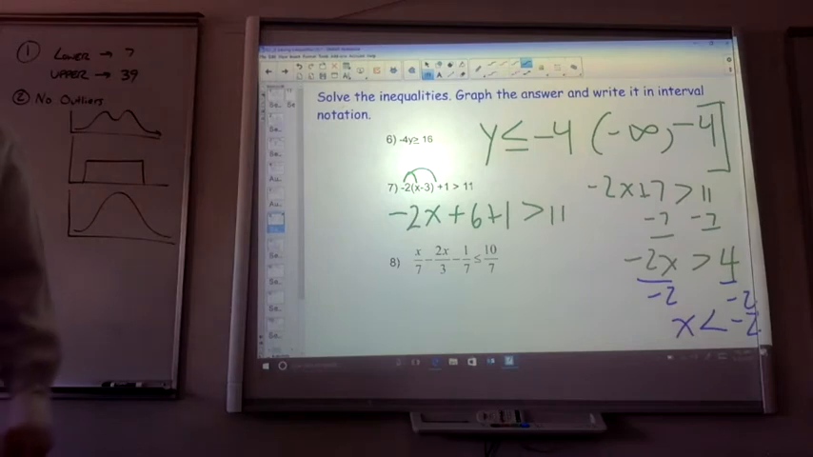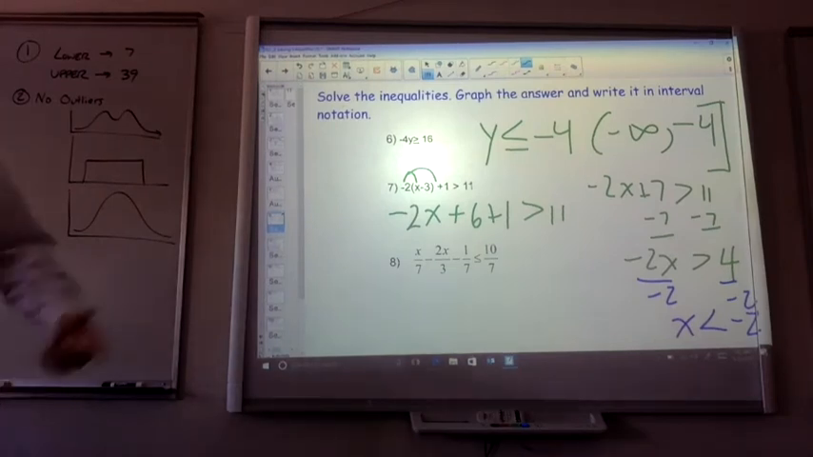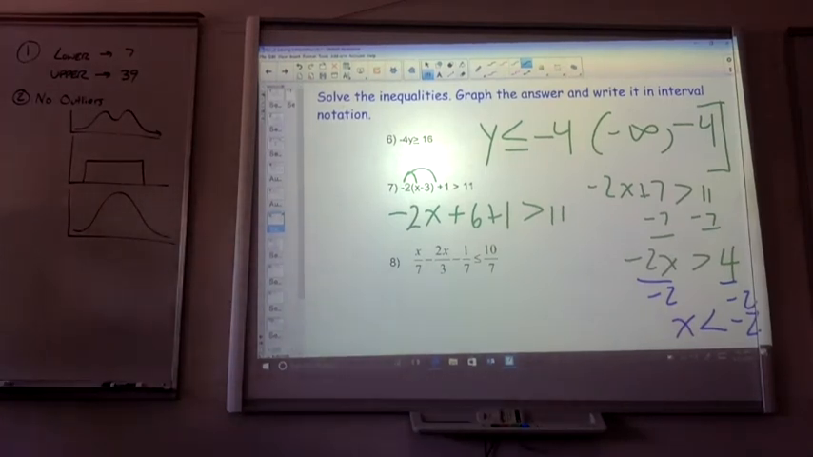What values are smaller than negative 2? Negative infinity. So where are we coming from on this problem? Negative infinity going up to? Square or rounded? Rounded. Does not have an equal sign.